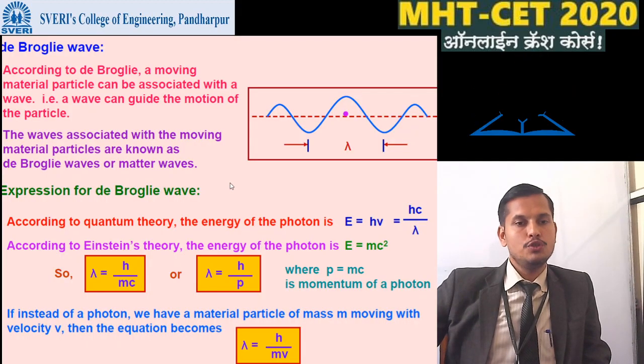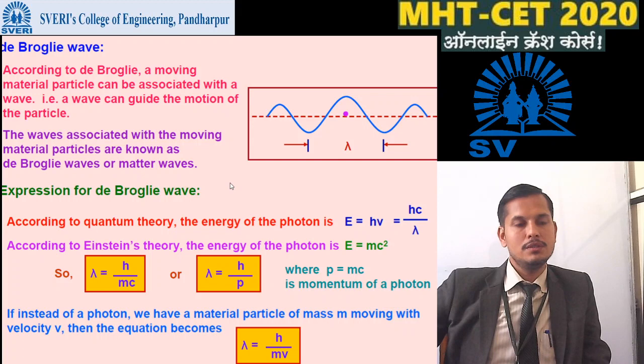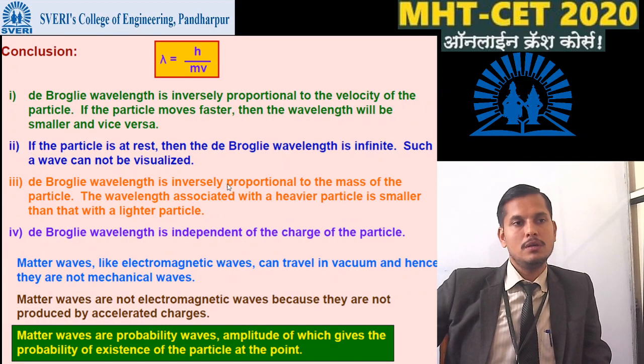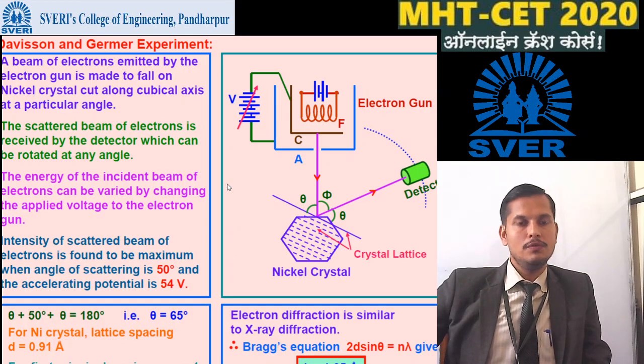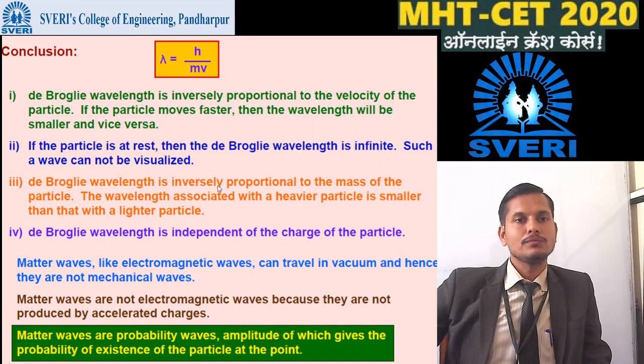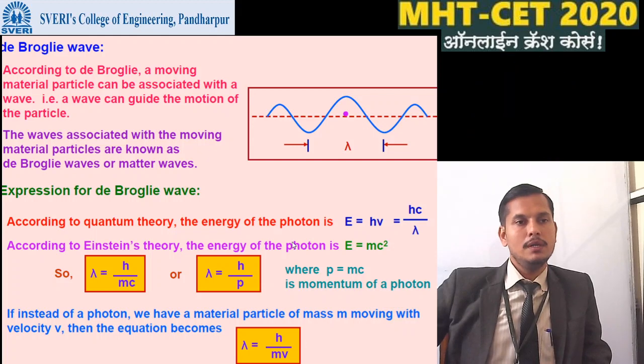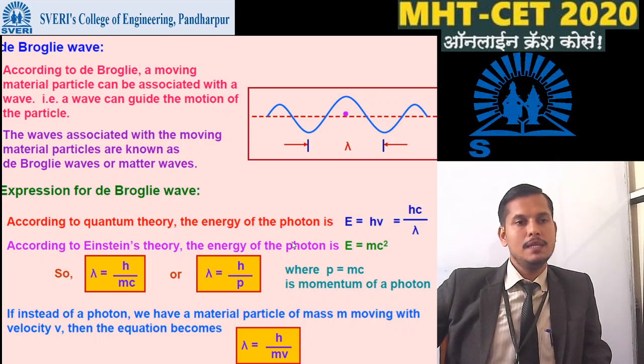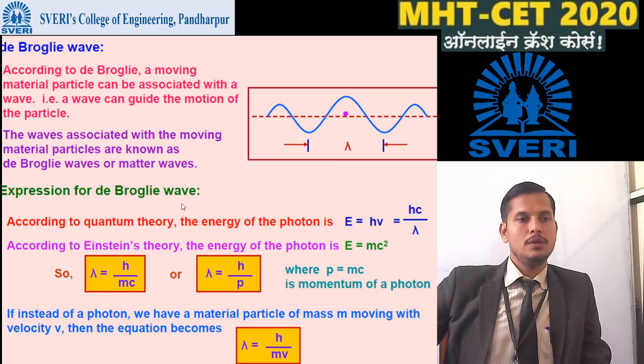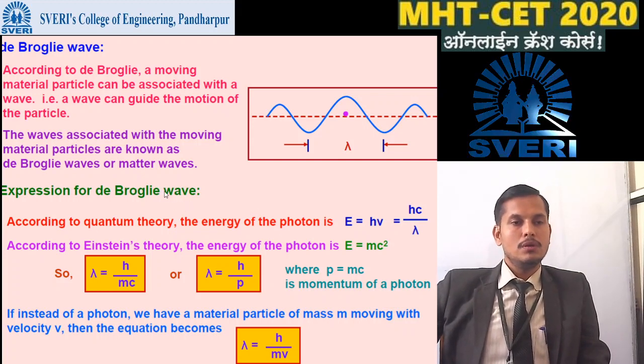Then next point, we have already discussed this one in our previous lecture, but we have to discuss the de Broglie wavelength as we are discussing the Davisson and Germer experiment. So de Broglie wave. According to de Broglie, a moving material particle can be associated with a wave. That is, simply we can say that the particle is also showing a wave nature, which is called matter wave.